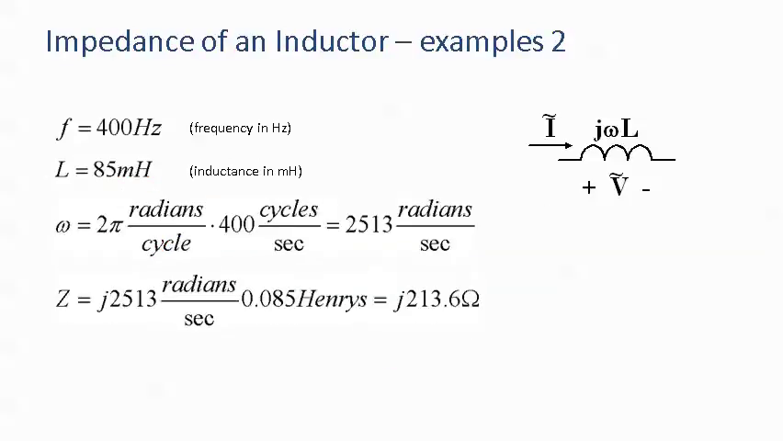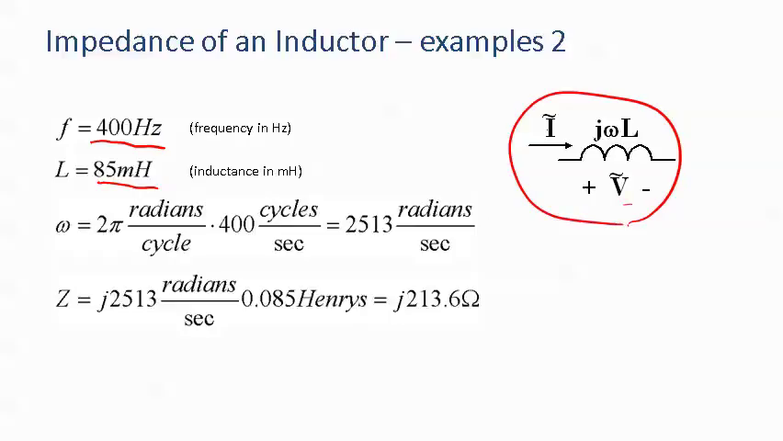Here's another example. 400 hertz is a fairly common frequency for power in aircraft and some spacecraft. And the inductance in this case is 85 millihenries. And here again is our picture of the inductor showing a phasor current and a phasor voltage.